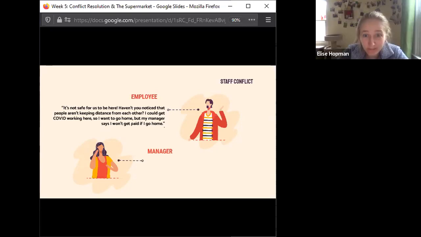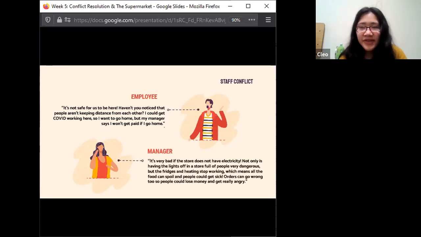So we've got two angry people here. The employee is worried about whether it's safe to work in the store with COVID going on, and the manager is angry that the employee turned off the power, which is not good for business.